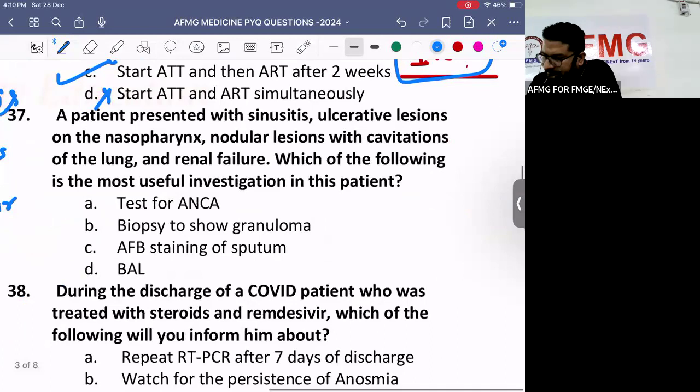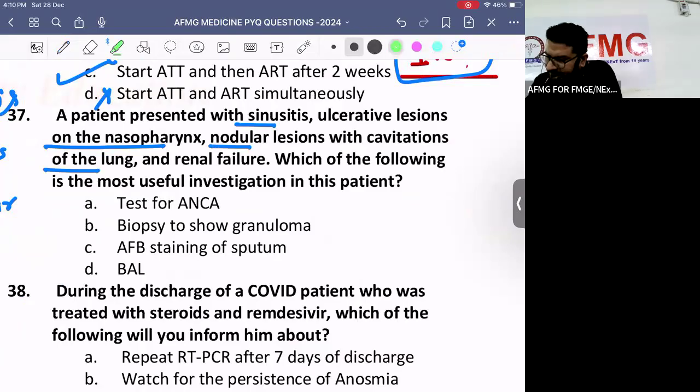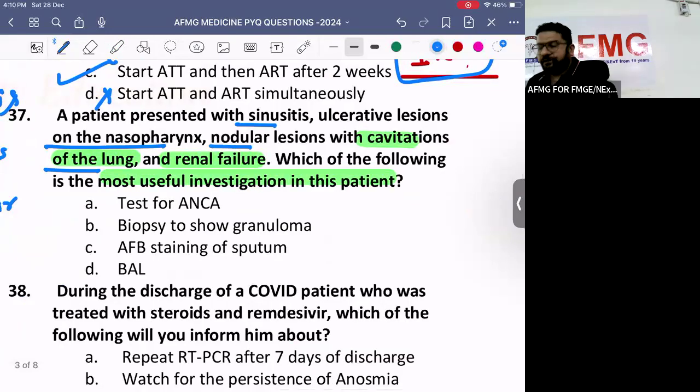Sinusitis, ulcerative lesion on nasopharynx, nodular lesions with cavitation on the lung, and renal failure. Following is the most useful investigation. So first, the hints in the MCQ, I am highlighting the hints once again.